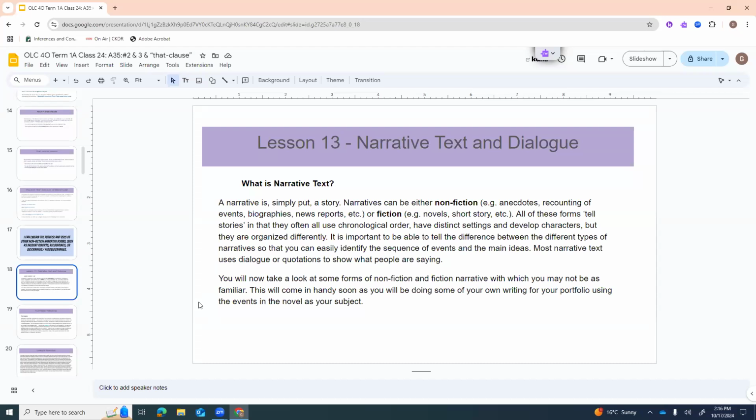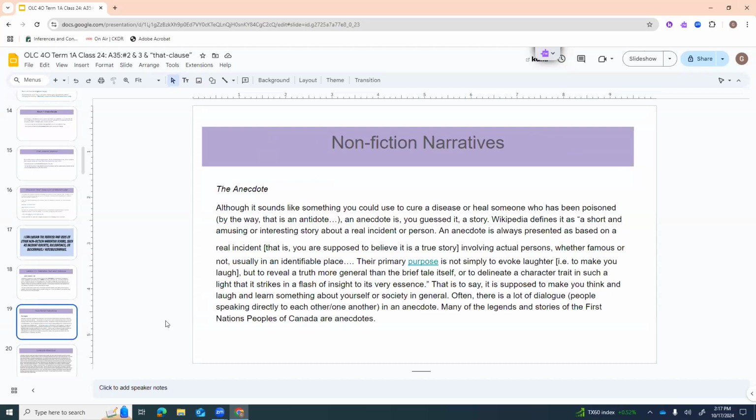Most narrative text is going to use dialogue or quotations to show what the people are saying. So we're going to take a quick look here at some of the forms of nonfiction and fictional narrative, which you may not be as familiar with. You may have seen them, you may not have. This is going to come in handy soon because you are doing some of your own writing for your portfolio, using the events in the novel as your subject.